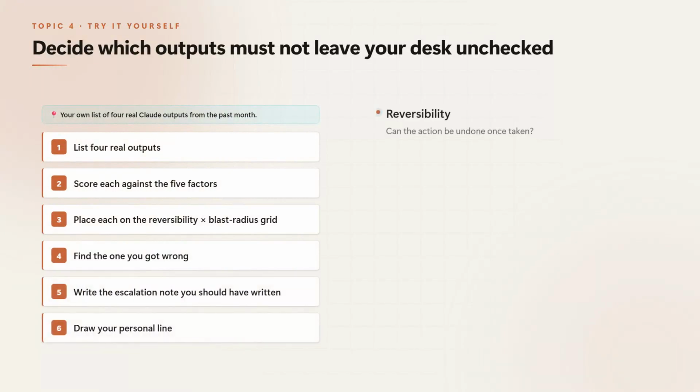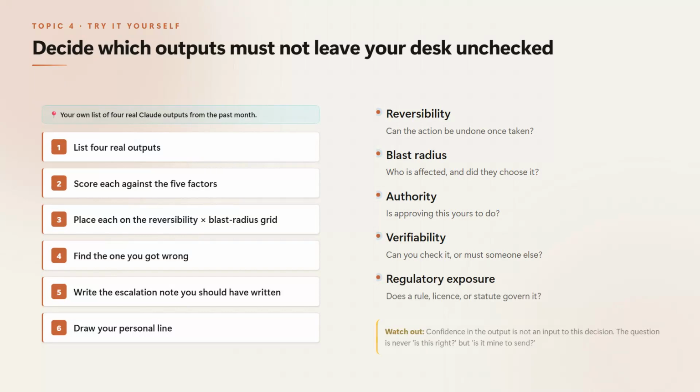Reversibility. Blast radius. Authority. Verifiability. Regulatory exposure. Confidence in the output is not an input to this decision. The question is never is this right, but is it mine to send?